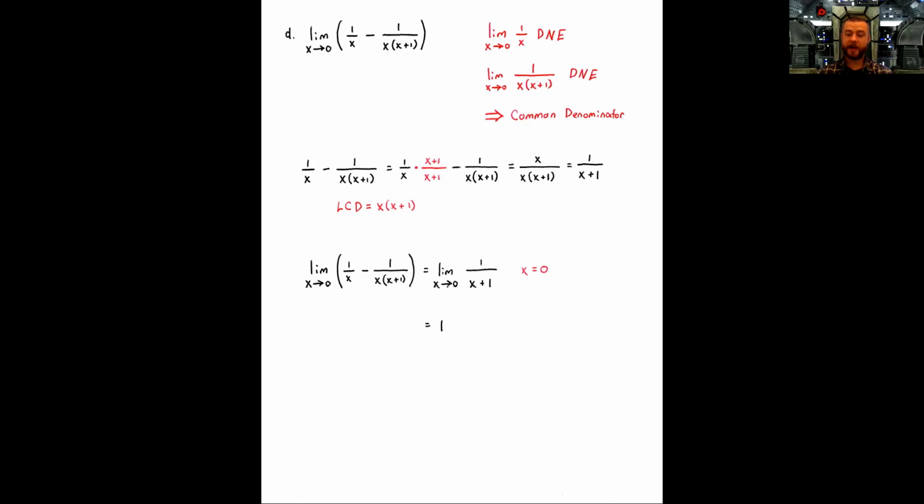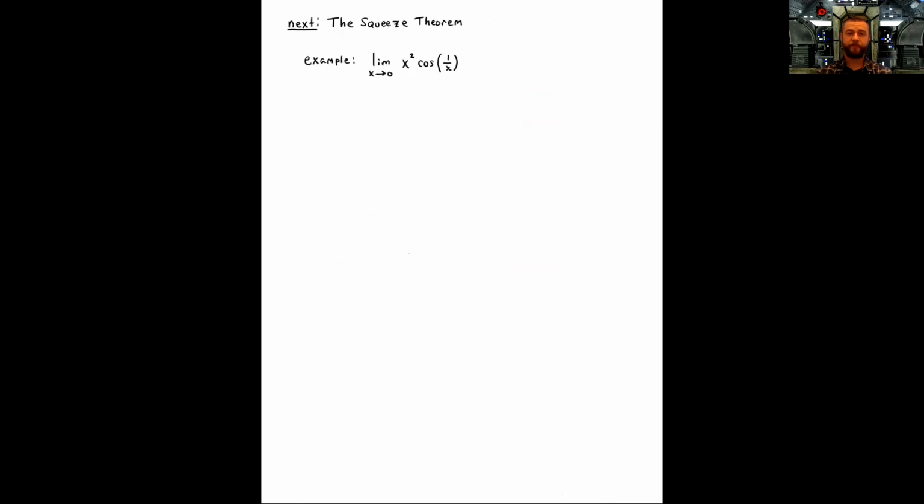All right, now let's get to the next and last part. The section and lecture on limit laws, there's a final part introducing something called the squeeze theorem. So let's motivate this with an actual specific example. The limit as x approaches 0 of x squared times cosine of 1 over x.